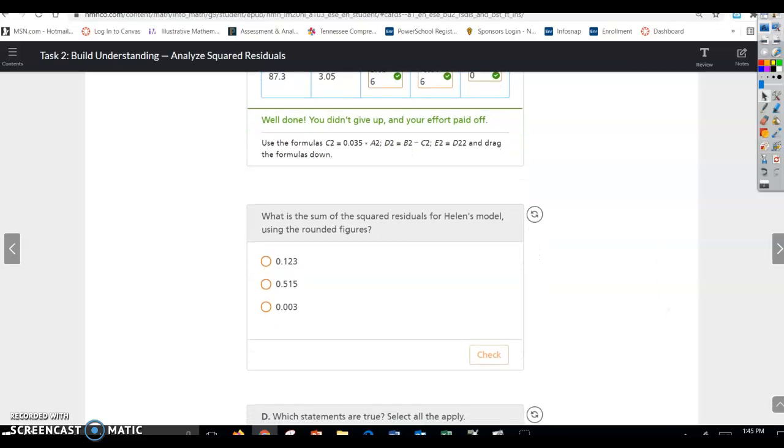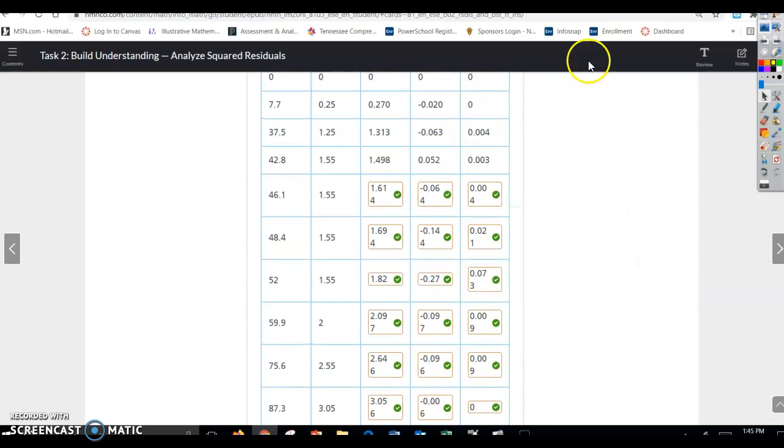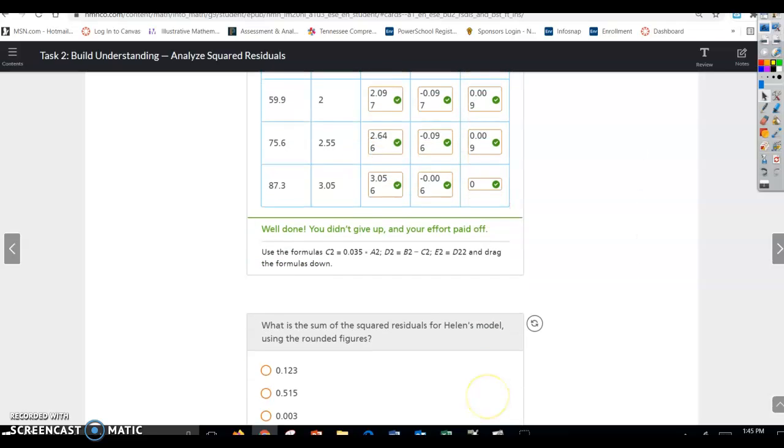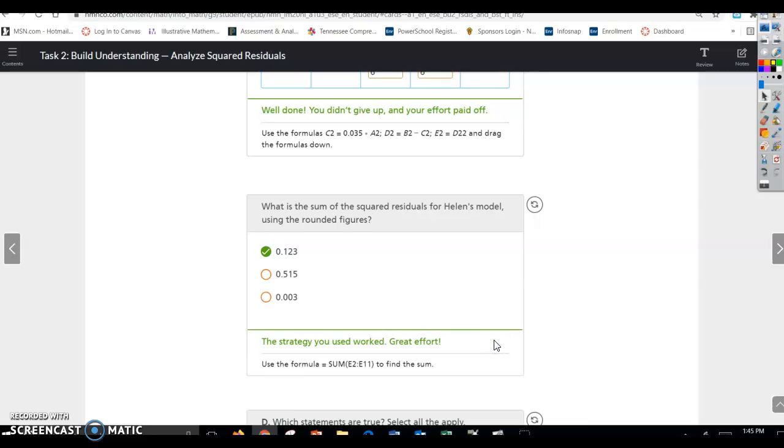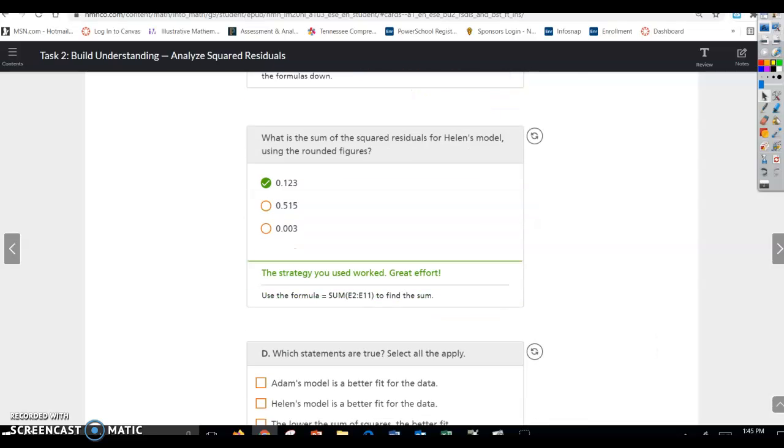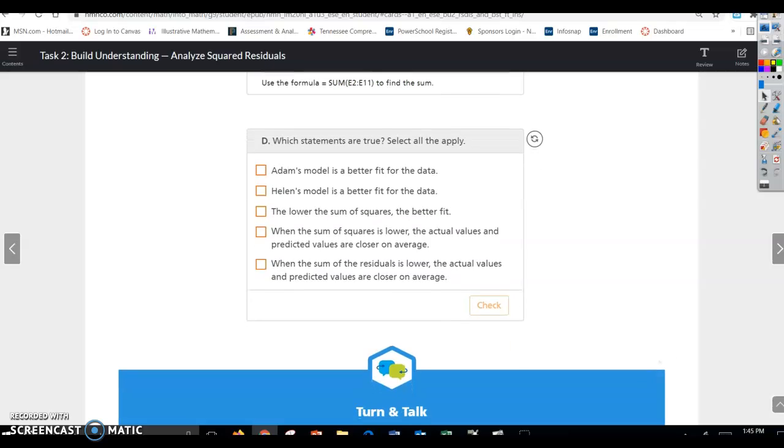All right, so it says, what is the sum of squares? So now I want you to take this last column again. So take these numbers and add them up and see what you get. So again, you may need to pause your video for a second to do this. All right, if you did this, hopefully you found that the last column there added up is close to 0.123.